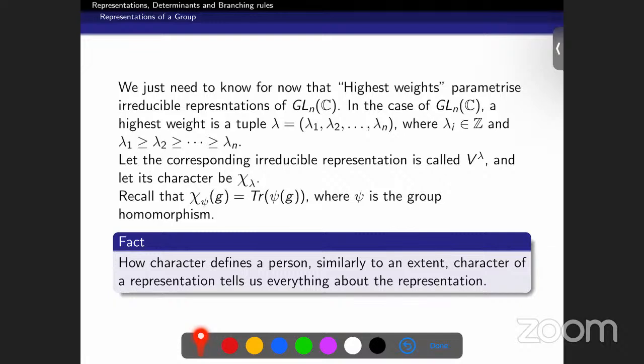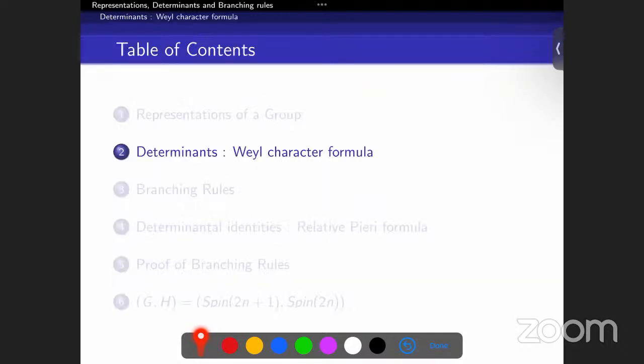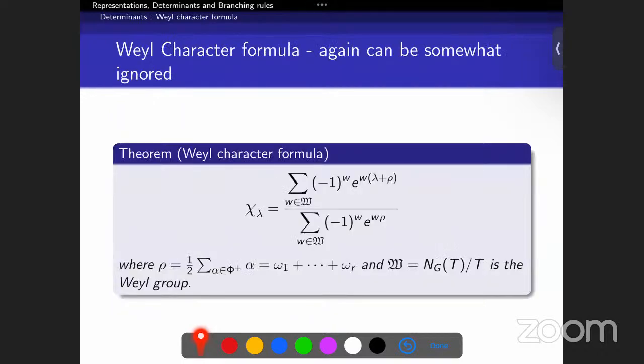Similarly, the character of a representation tells us almost everything about the representation. Okay, so we have recalled what exactly is a character. Now let's come to the Weyl character formula. And here's where the determinant identities would come. Before that, let me show you the whole form of the Weyl character formula.